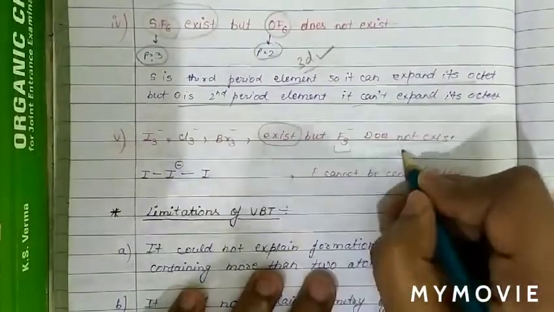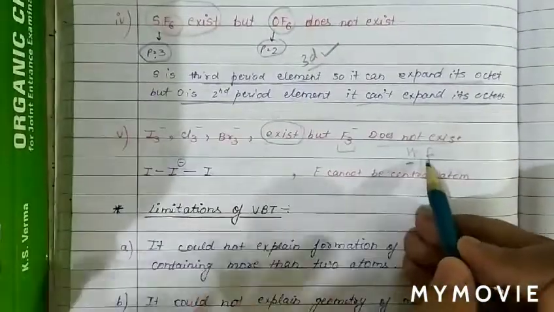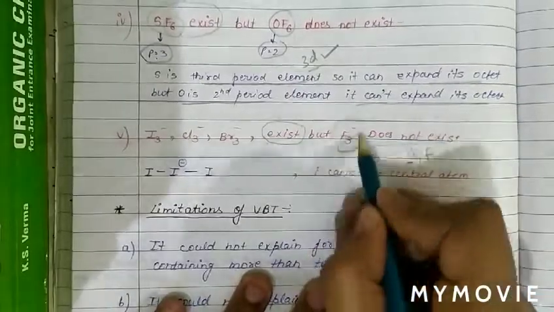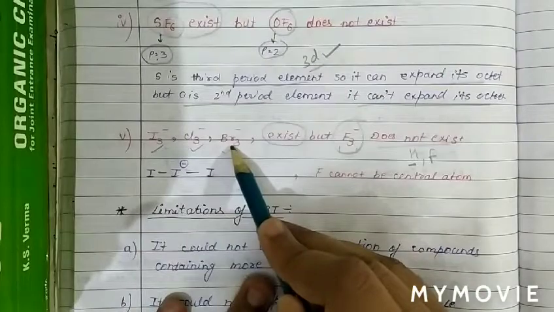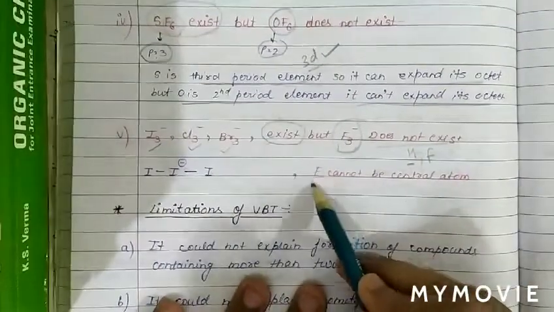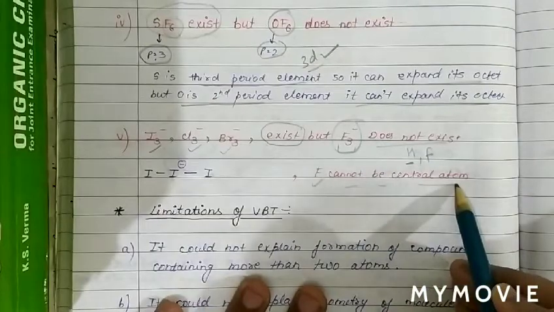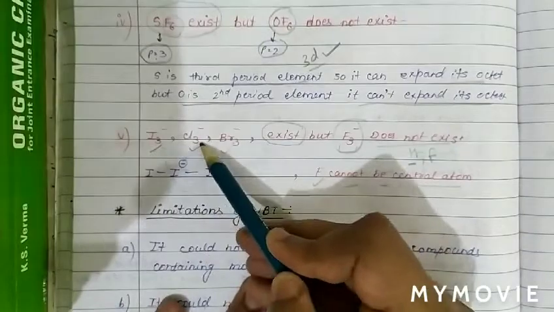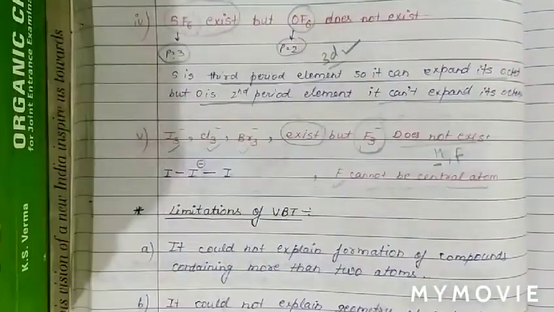The rule discussed according to Lewis is that hydrogen and fluorine cannot be the central atom. Therefore F3 minus does not exist, while I3 minus, Cl3 minus and Br3 minus exist. So fluorine cannot be the central atom.